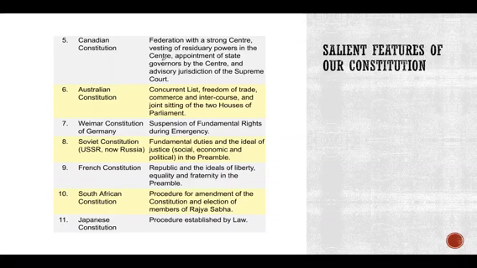Even here, in America, if you see, how do you become a governor in the US? Does anybody know?